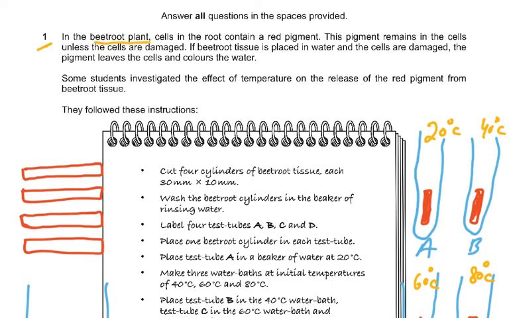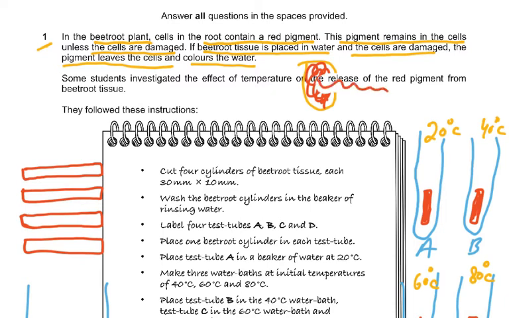In the beetroot plant, cells in the root contain a red pigment. First, always read the question very carefully and read it twice. This pigment remains in the plant cells unless the cells are damaged. If beetroot tissue is placed in water and the cells are damaged, the pigment leaves the cells and colors the water. So this is the plant cell, and in this we have a pigment. But if this is damaged, the pigment is going to leak out. So understand the question first.